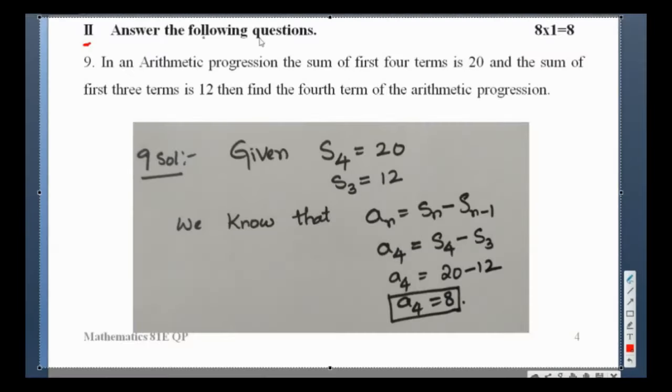Second section, answer the following questions. In this section we have 8 questions. Each question carries 1 mark, total 8 marks.